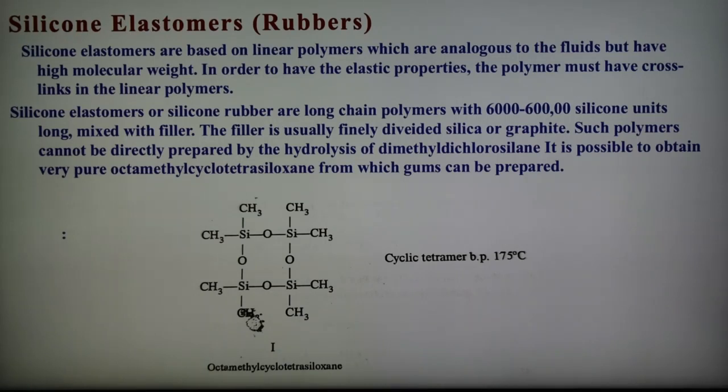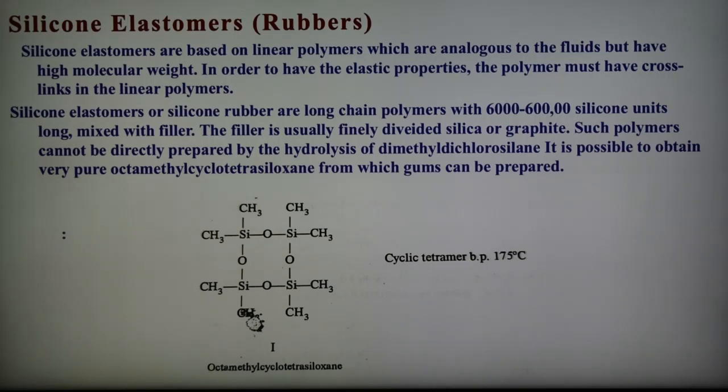And second important product of silicon is a silicon elastomer, also known as rubber. And these silicon elastomers are based on linear polymers which are analogous to the fluid but have high molecular weight, in the order of 10 to the power 5 to 10 to the power 7. In order to have an elastic property, the polymer must have cross-link in the linear polymers. Silicon elastomer or silicon rubber are long chain polymers with a silicon unit mixed with a filler. The filler generally is a finely divided silica, SiO2 or graphite.